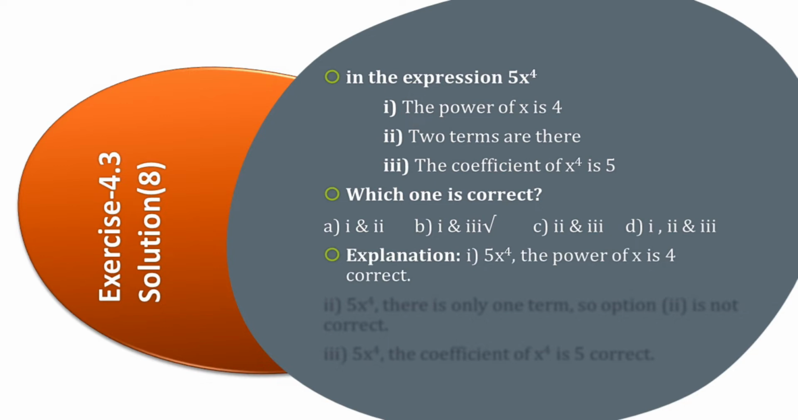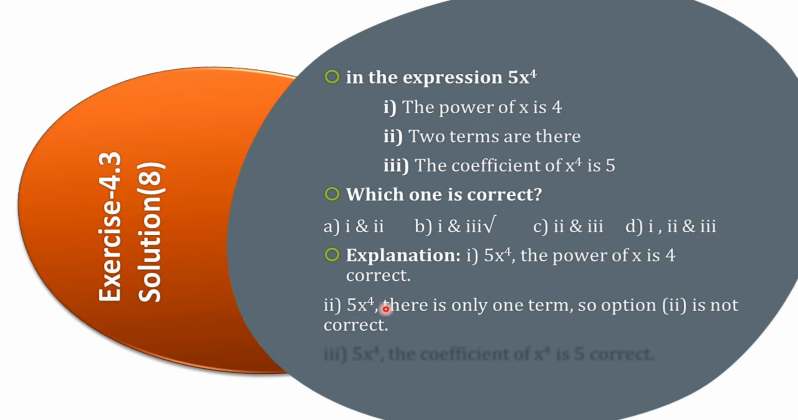The explanation: first one, 5x to the power 4. The power of x is 4. As you can see, x to the power 4, that is correct. 5x to the power 4, there is only one term. So option 2 is not correct because in it two terms are written. As you can see, my dear, there is only one term in 5x to the power 4. So that is not correct.